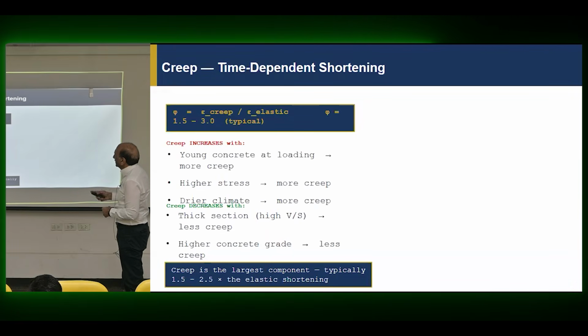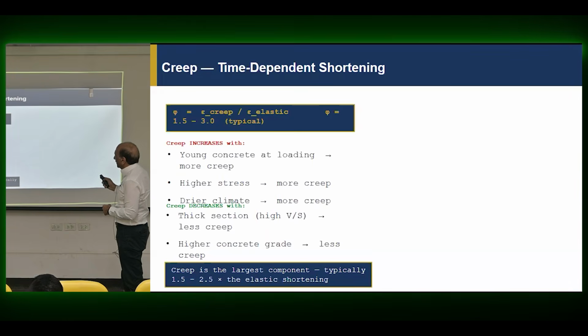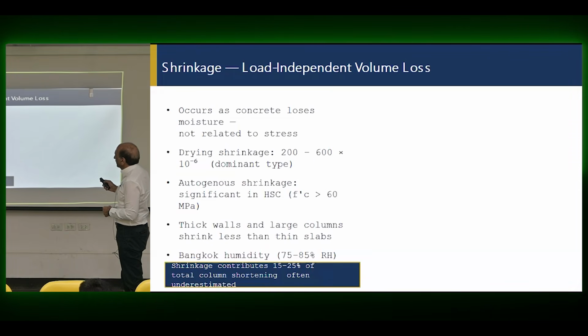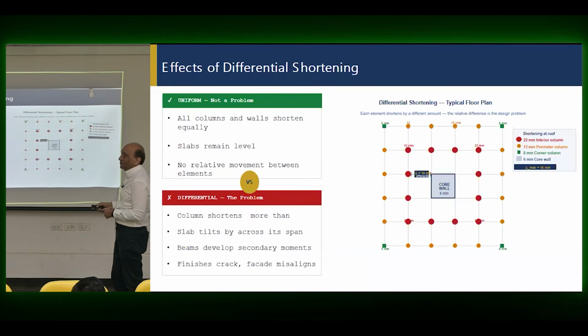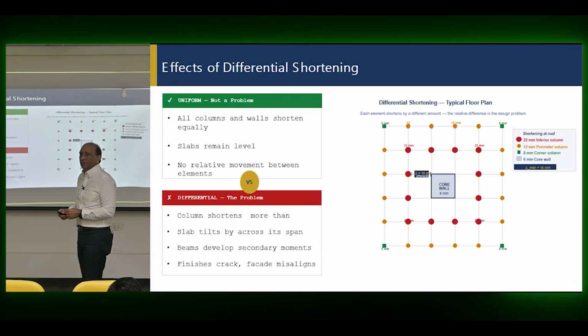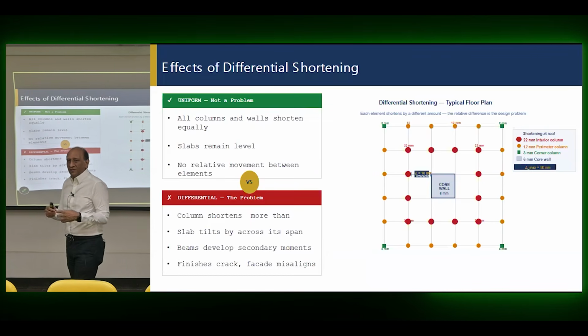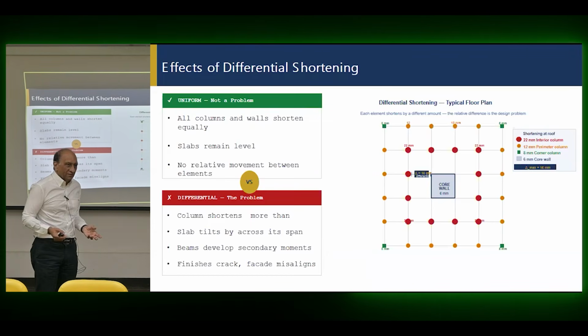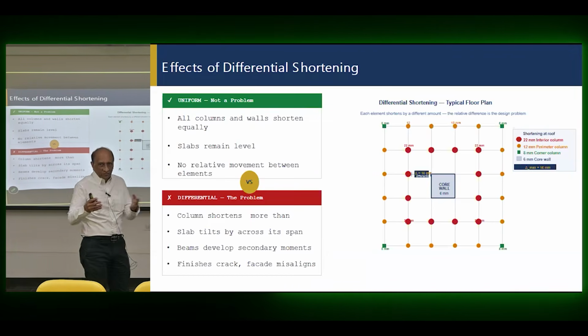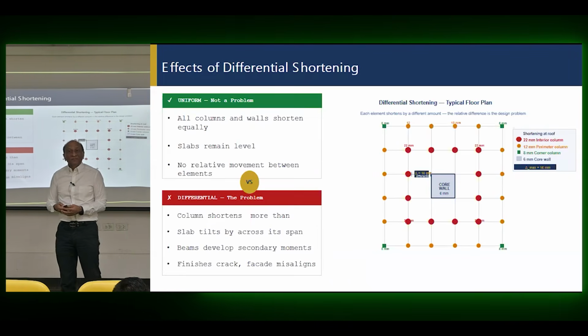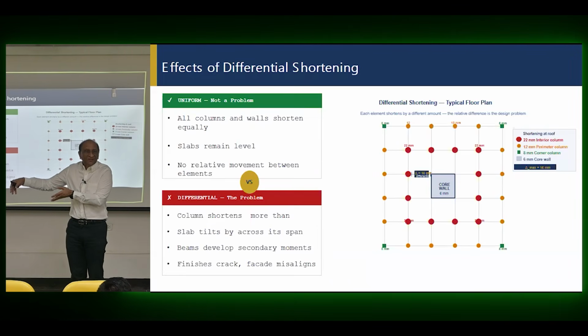Then we have creep, time-dependent shortening. You know about that. I don't need to spend time. So creep will be a problem. And then shrinkage will also be a problem. Both creep and shrinkage are independent of the load levels. They just depend on the size, the type of concrete, the climate, the water cement ratio, all of that stuff. But they have to be included in the analysis. That's the key, long-term analysis.